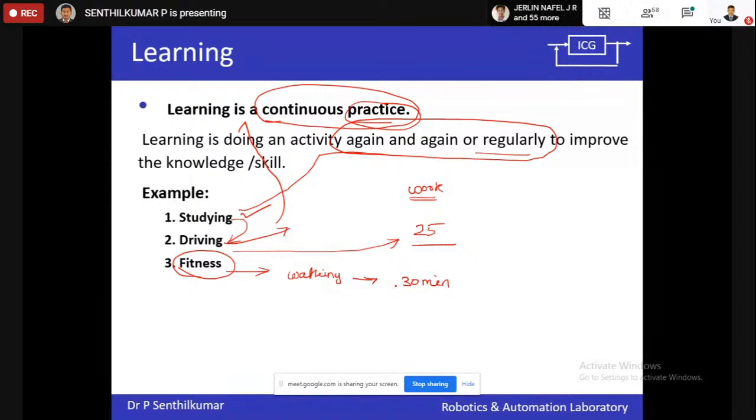That's the difference between learning and other work. Learning is not a work. Please understand that. Learning is not a work.